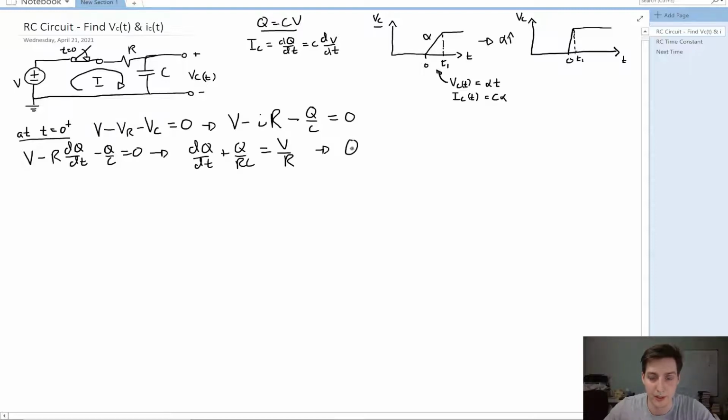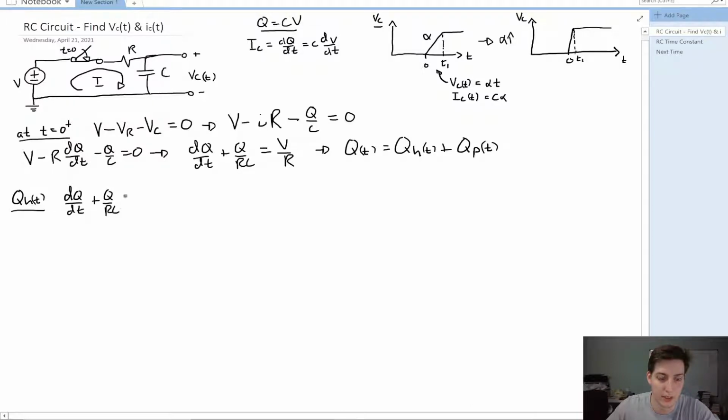From that, we know that Q of t will take the shape of the homogeneous solution plus the particular solution. For our homogeneous solution, we set this to 0, and we have dQ/dt plus Q over RC equals 0, and this yields the solution that Q homogeneous of t is equal to Q naught e to the minus t over RC, where we don't know what Q naught is, but we will get there.